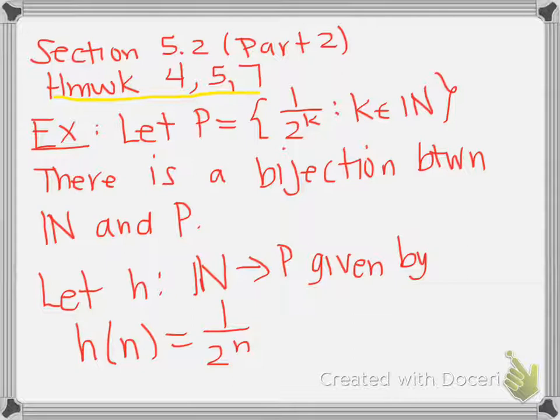So I wanted to look at an example. I don't believe they showed this one, but we're going to look at it quickly anyway. P is the set 1 over 2 to the k, where k belongs to the naturals. So that's 1/2, 1/4, 1/8, and so on. This is a bijection between the naturals and P, a straightforward bijection. In terms of its function, H goes from the naturals to P, given by H of n equals 1 over 2 to the n.